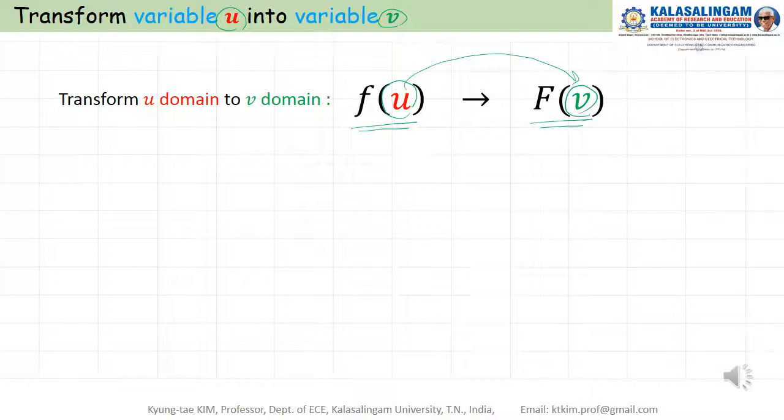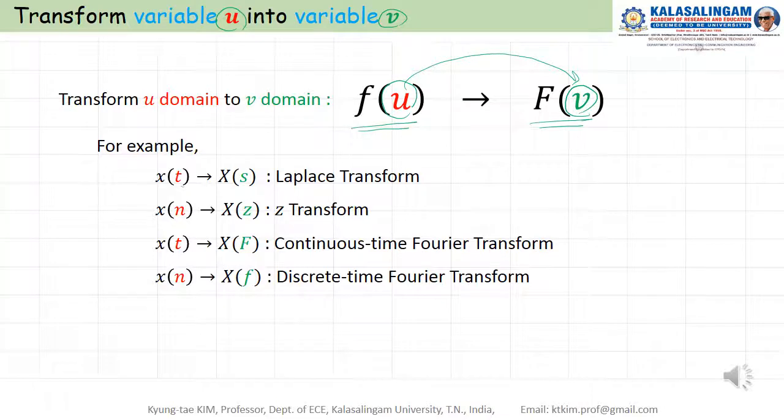For example, in the case of x(t) to x(s), where s is a complex number, we call this the Laplace transform. In the case of a discrete waveform x(n) to x(z), we call this the Z transform. And x(t) to the frequency domain x(f), we call this the continuous-time Fourier transform. And in the case of a discrete x(n) to the frequency domain x(f), we call this the discrete-time Fourier transform.